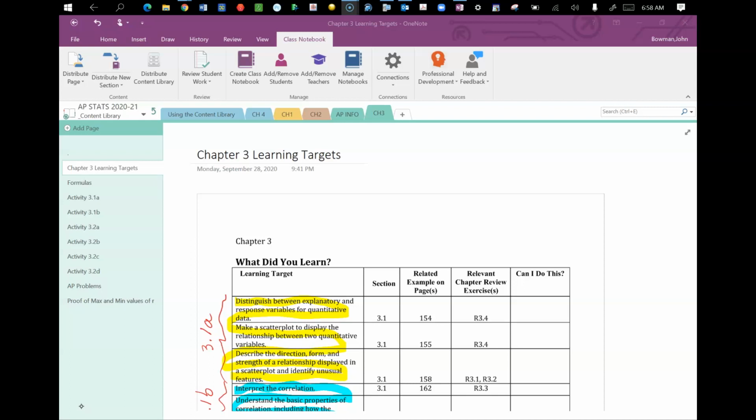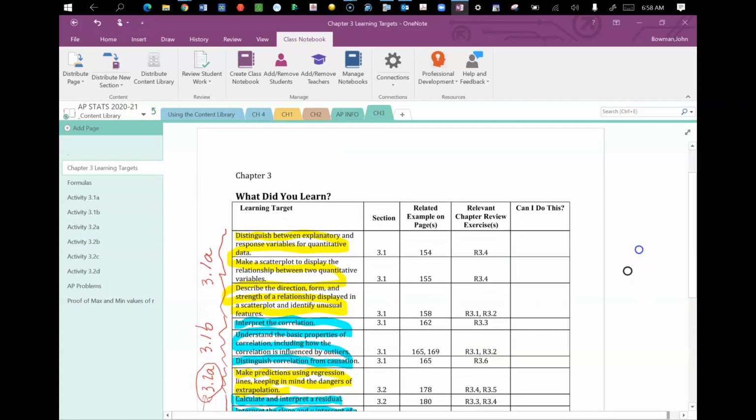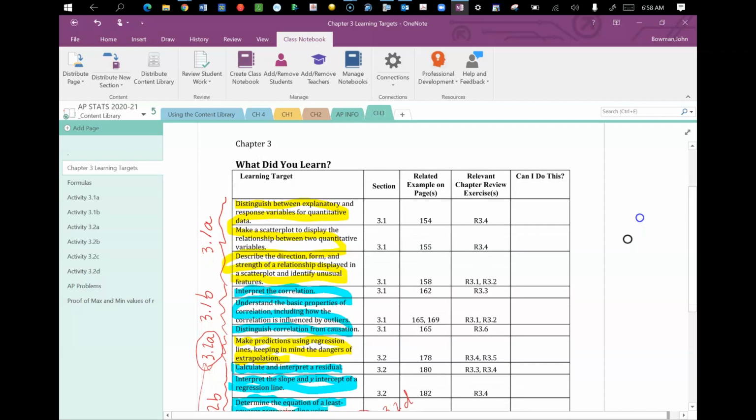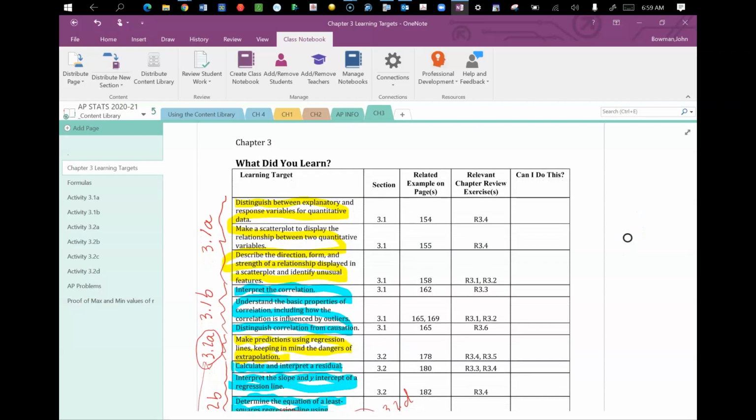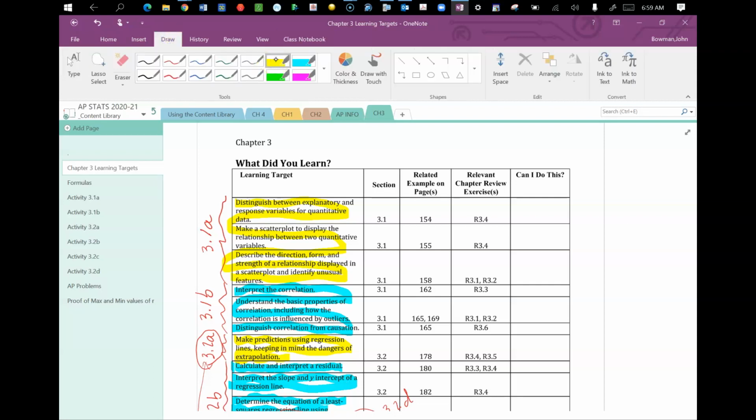On the page you see in front of you are the learning targets for the chapter, and I've done my best to highlight which activity those are covered in. I will tell you that there is going to be some overlap in some cases. For example, interpreting the correlation is going to come up in this first activity 3.1a as well. In activity 3.1a, we want to cover these first three learning targets and a bit of the fourth one there. So take a moment and read those before we get started.